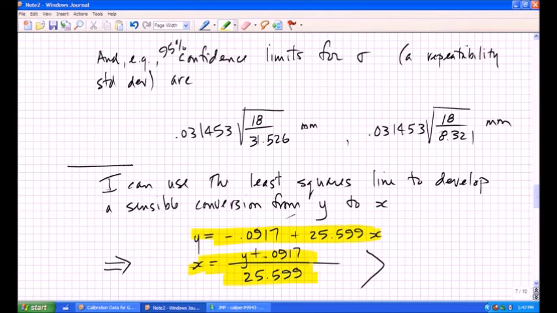That's what I want to say about the topic of calibration and regression analysis. Next up, I'll say a bit about gauge R and R.